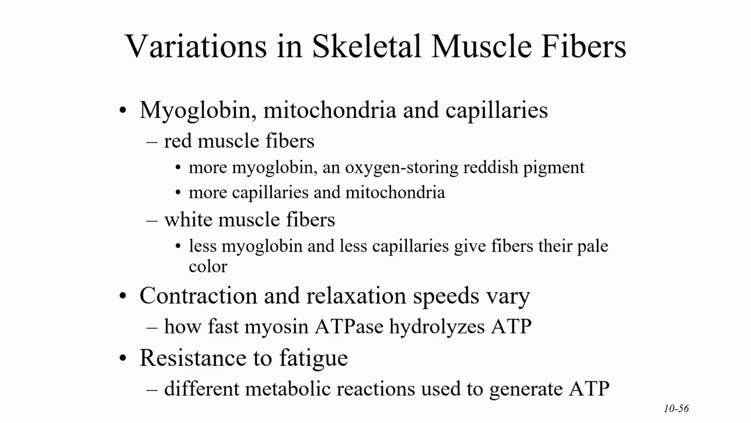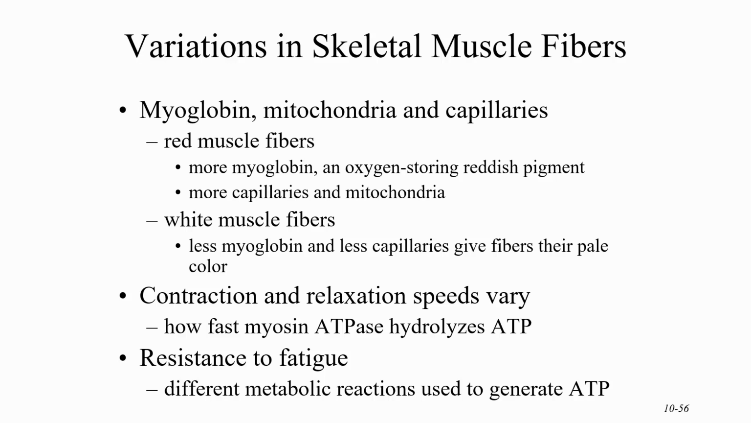Its flight muscles, the breast muscles, are going to be white meat, and so that's going to be the white muscle fibers. There's going to be less myoglobin and fewer capillaries, and that's going to give the meat or the muscle fibers their pale color.